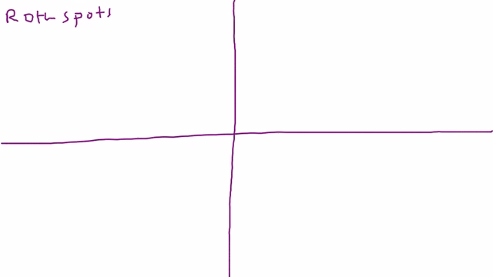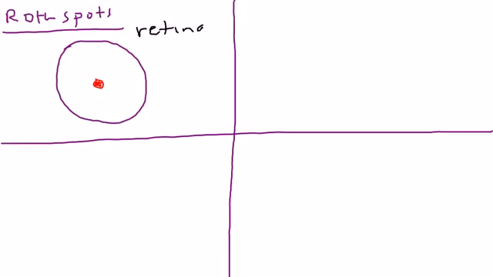So the first one is called Roth spots. So what is a Roth spot? A Roth spot is basically a retinal hemorrhage that you would see on a fundoscopic exam, and this can happen in endocarditis. It's usually either white or pale center, and when you do an eye exam, you can notice this, and it's given a special name, the Roth spot.